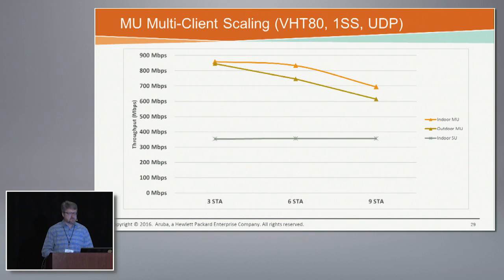Okay, so numbers. This is out to 9 stations, and the orange curve on the top is indoor. The one in the middle is the outdoor numbers, and the one on the bottom is we tested in just SU mode as well. So let's go bottom to top. The SU numbers are about what you'd expect, 350-ish. This is UDP. So we're looking at a multiple that is well over 2x for the 3 client case, and then starting to dip.